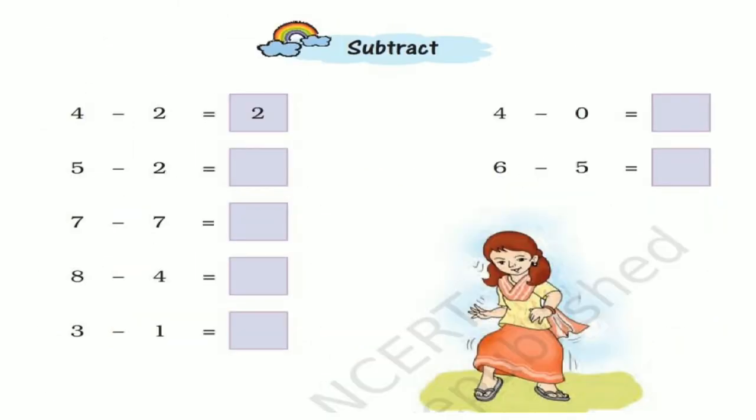Next, subtract. 4 minus 2 is equal to 2. In the same way, you have to try the remaining, children. 5 minus 2. Let us count from 2 to 5. 3, 4, 5. We have counted 3 numbers. So 5 minus 2 is equal to 3.